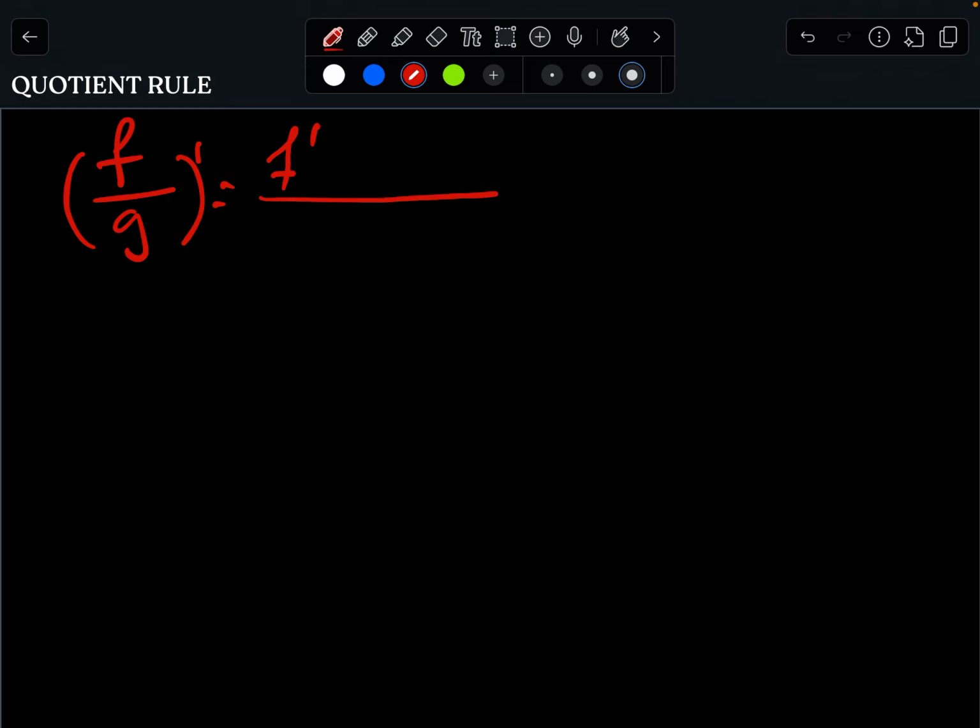This is f prime times g minus f times g prime. Pay attention, this is just a minus here, and then I divide this by the denominator squared. So the easy thing here is that when you use the quotient rule, you just square the denominator and leave it as such throughout this process, and then in the numerator you have the derivative of the numerator times the denominator minus the numerator times the derivative of the denominator. Let's do an example right now.